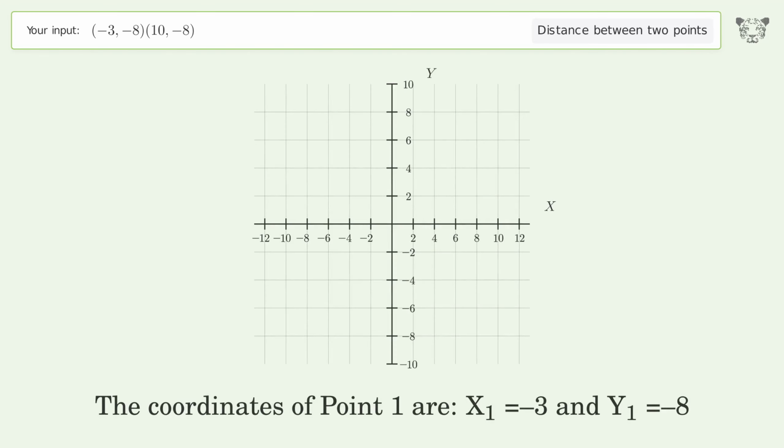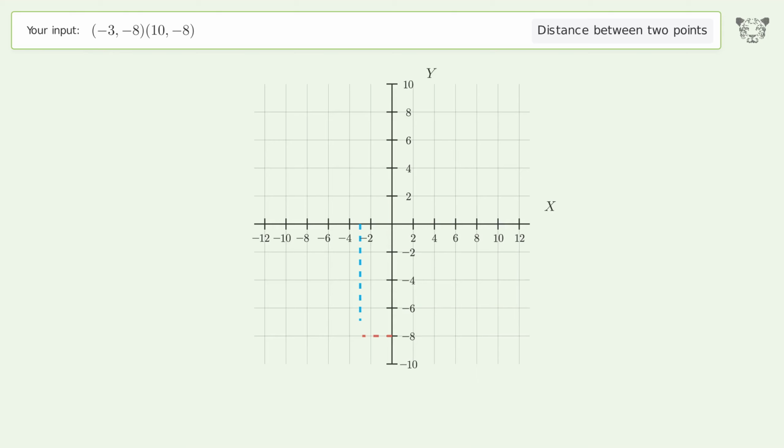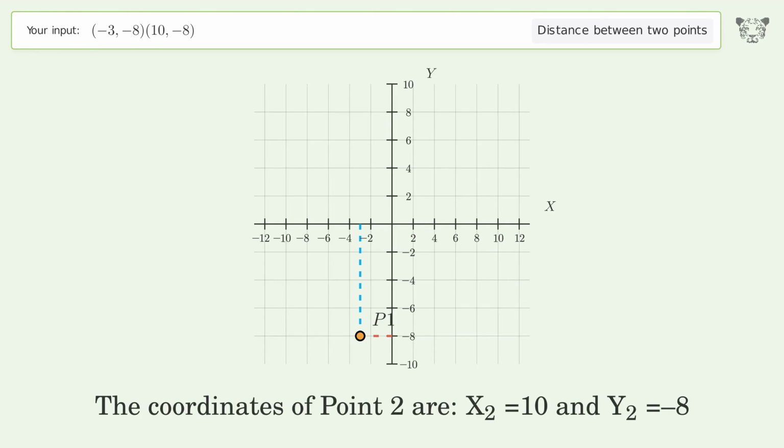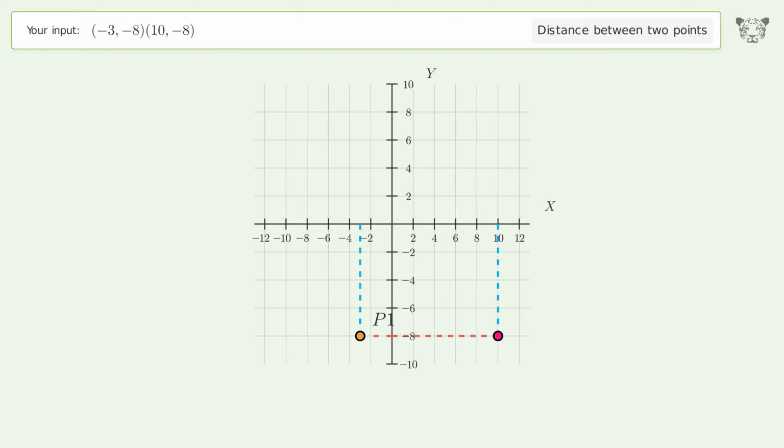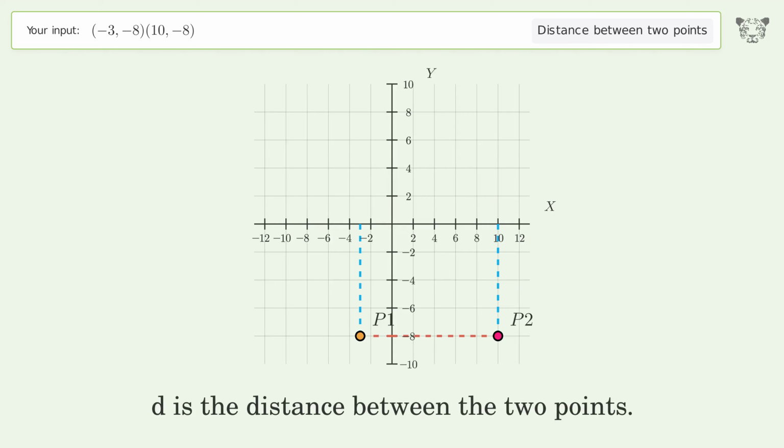The coordinates of point 1 are, x1 equals -3 and y1 equals -8. The coordinates of point 2 are, x2 equals 10 and y2 equals -8. D is the distance between the 2 points.